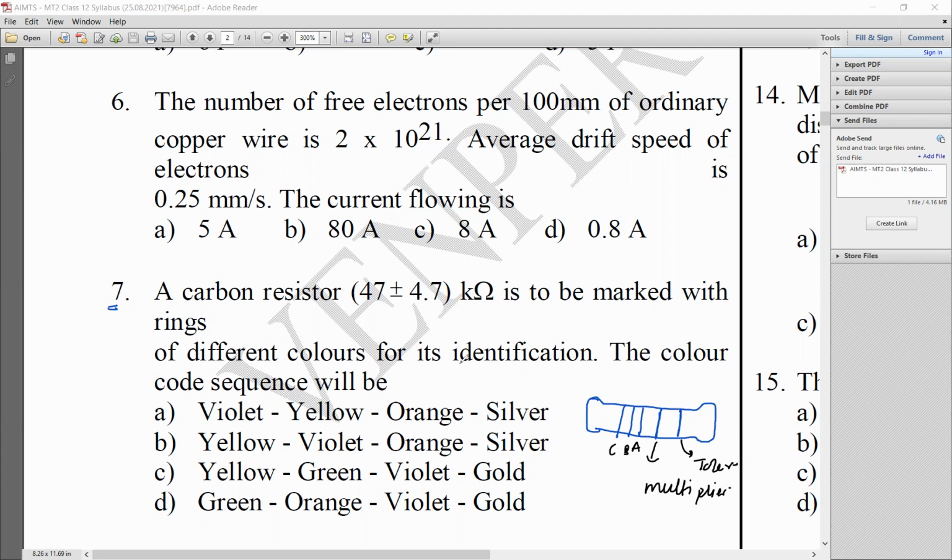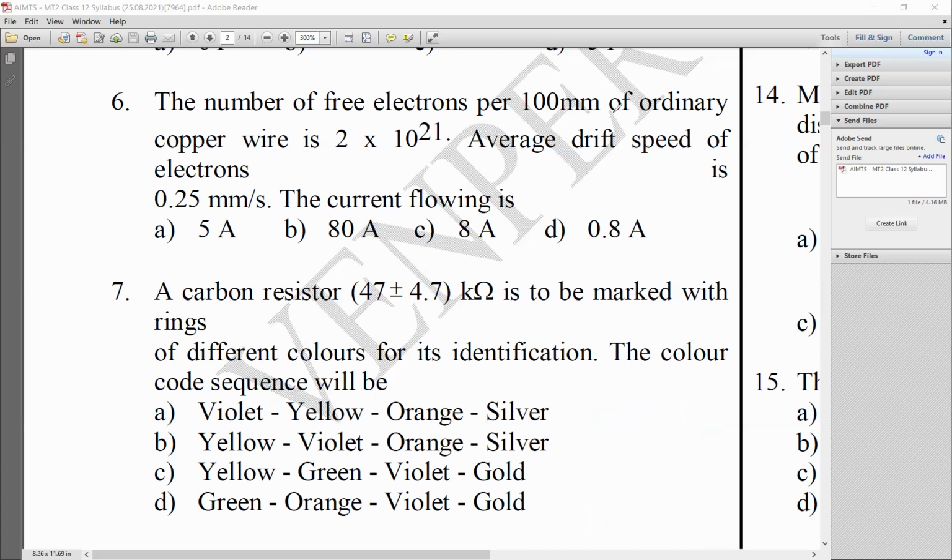So for the number 4 and 7, whichever color denotes 4, you should write that, and 7, again you should write that. Plus the multiplier is what? 47 into 10 power 1. Then plus minus, tolerance is how much? 4.7. So the last line should represent tolerance. Okay, next, coming to the next question.